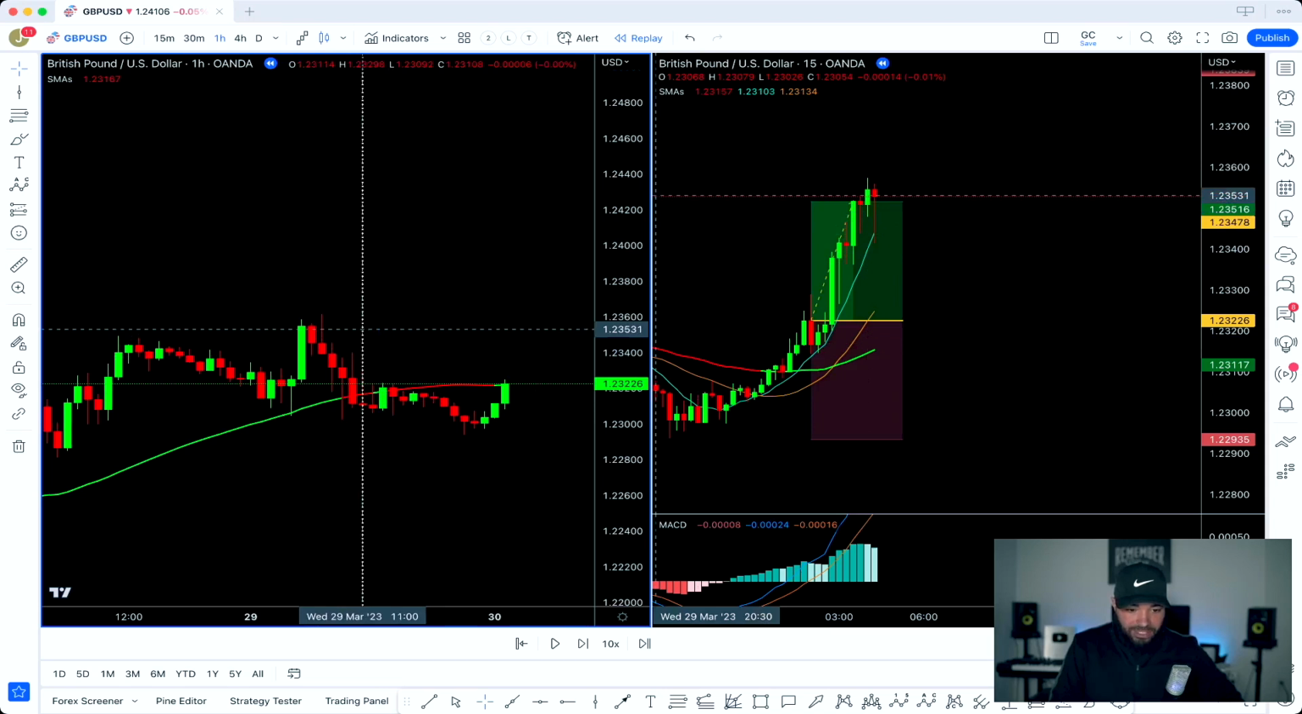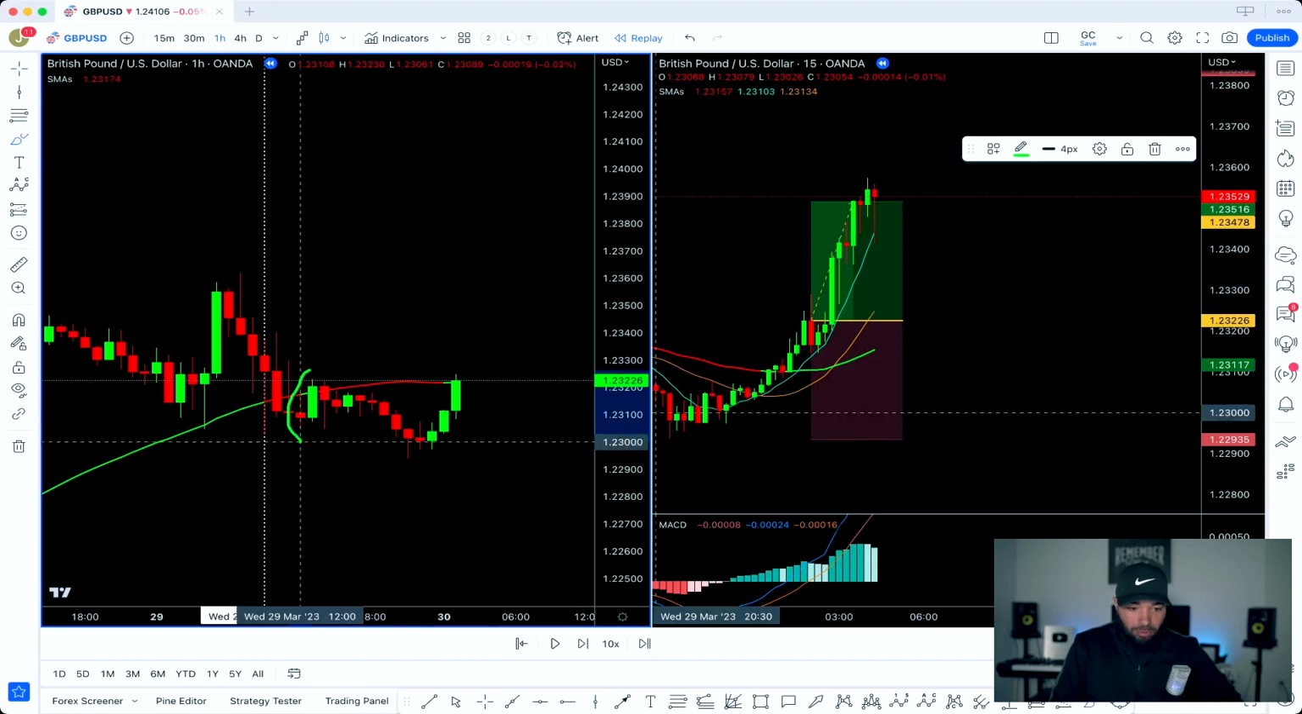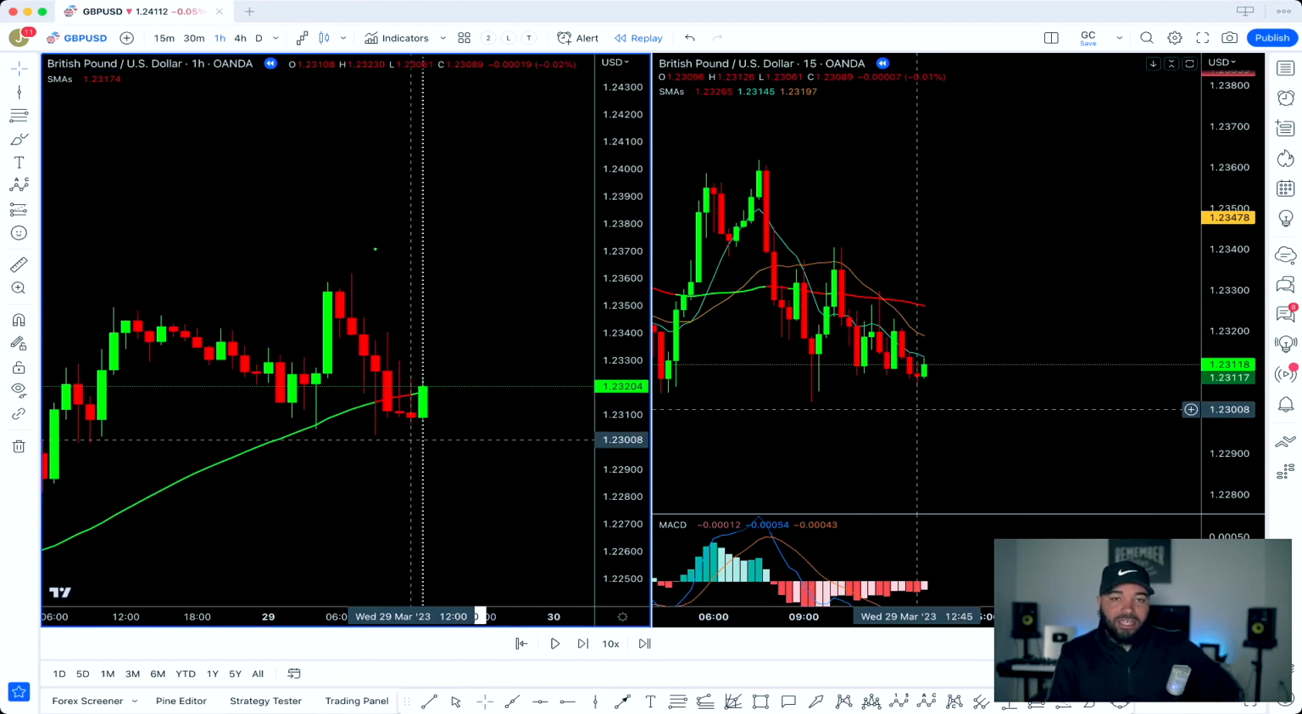So look at this one. This one broke through. This little green candle broke through. So on the left side, you got the hour chart, right?